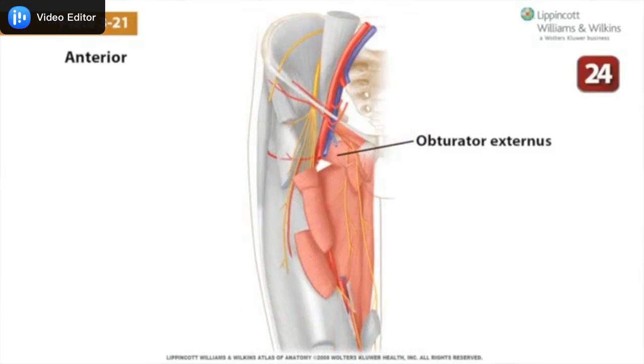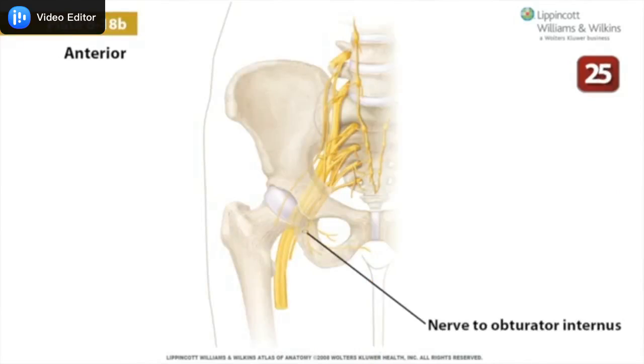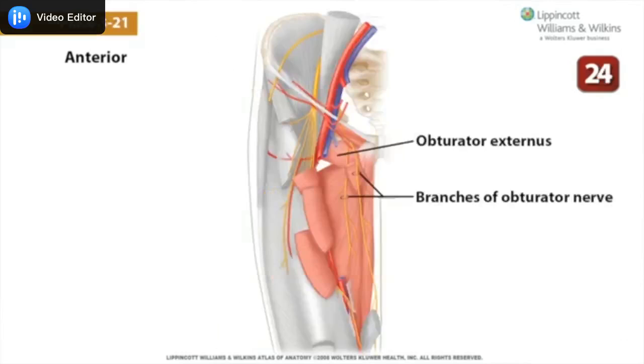The obturator externus is not innervated by a branch of the sacral plexus. It is innervated by the obturator nerve, a branch of the lumbar plexus that passes through the obturator canal on its way to the medial compartment of the thigh, where it innervates several muscles and an area of skin. Remember that the obturator internus is innervated by the nerve to the obturator internus, a branch of the sacral plexus, while the obturator externus is innervated by the obturator nerve, a branch of the lumbar plexus.